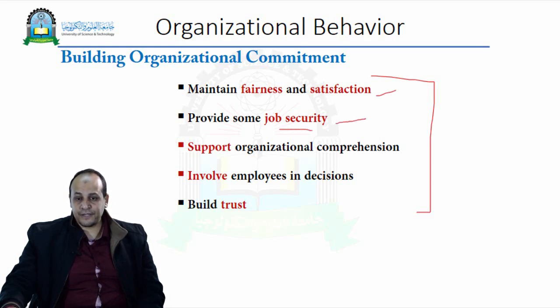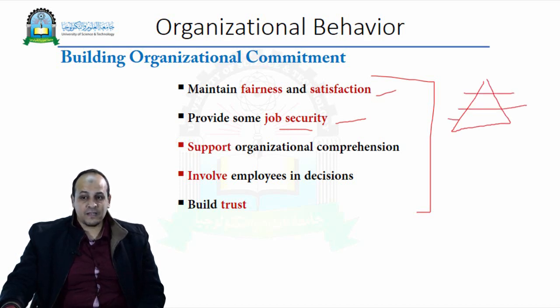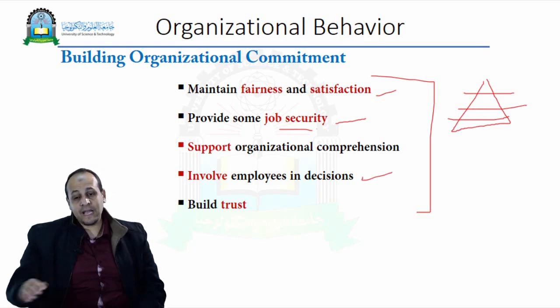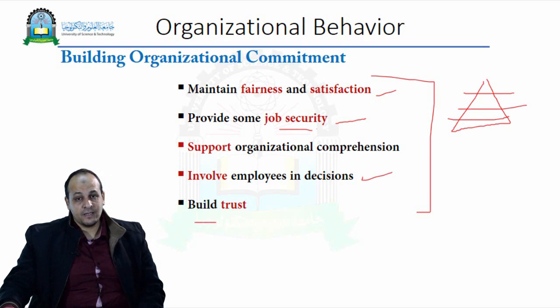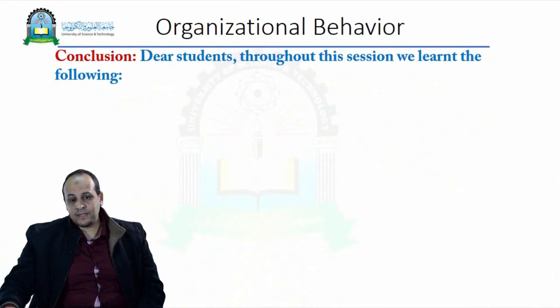Provide some job security. It's a long-term kind of security. That's why we will discuss Maslow's pyramid of hierarchies. لما نناقش نظرية ماسلو للتحفيز هناخذ هذه الجزئية. Support the organizational comprehension. Involve employees in decision. Once the employee is involved in the decision, he will actually be more committed to act. And then building trust.